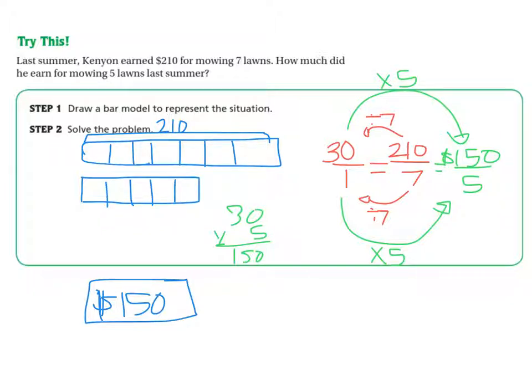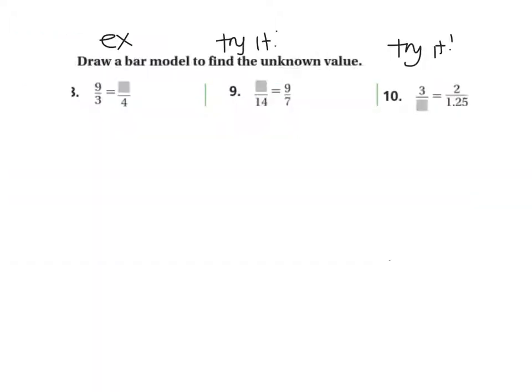And to show on the bar model, each of these would be 30, 30, 30, 30, and 30. 30, 60, 90, 120, 150. Hopefully you got that problem right. And let's go ahead and move on to the next problem.